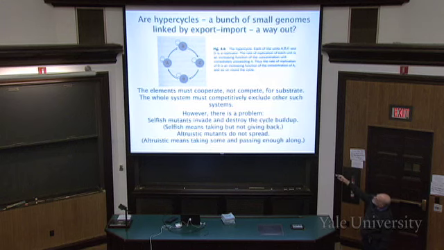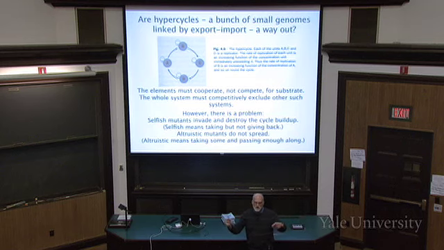Somebody could come in who was, say, an alternate version of C and take stuff from B and make a lot more C but not ship anything on to D. It could make a lot more C. That would essentially be a selfish act. Okay, that means taking but not giving back. And in this system here, an altruistic mutant won't spread. And altruistic means taking some and passing enough along. So if this thing is open and it's not isolated from the environment, any one of these steps in the hypercycle could be invaded by a chemical alternative that would destroy the hypercycle.